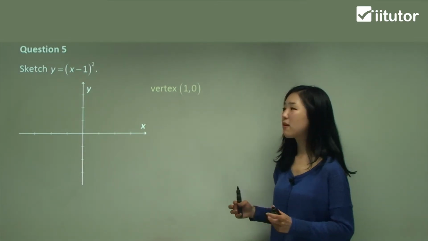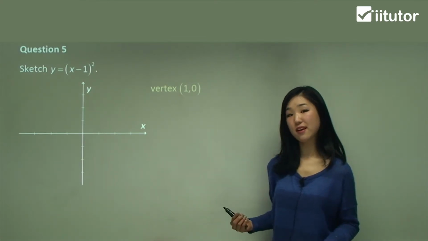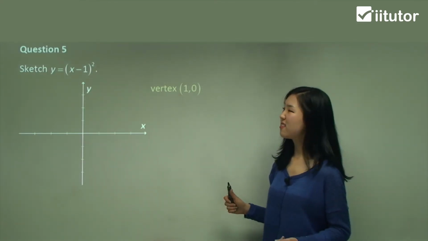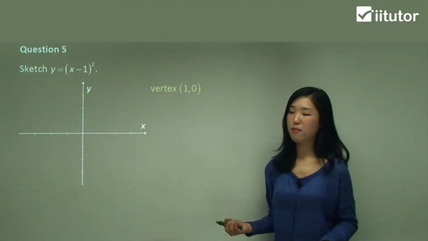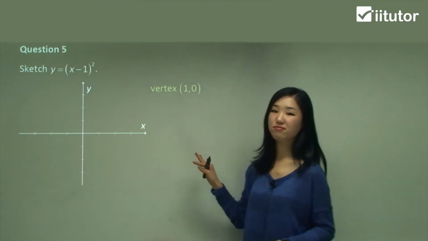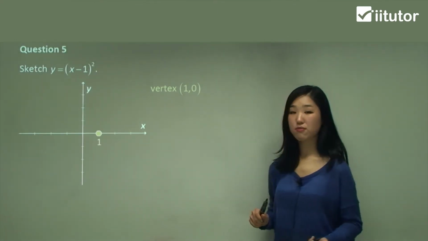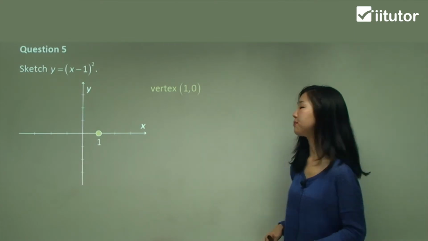Or, if you like, remember how I said in the beginning that the x-intercept is basically the vertex in this case. So you can simply find the x-intercept by letting y equal 0, and you'll find that x equals 1. Hopefully you understand what I'm talking about there. So that's going to be the vertex, shifting to the right by 1.